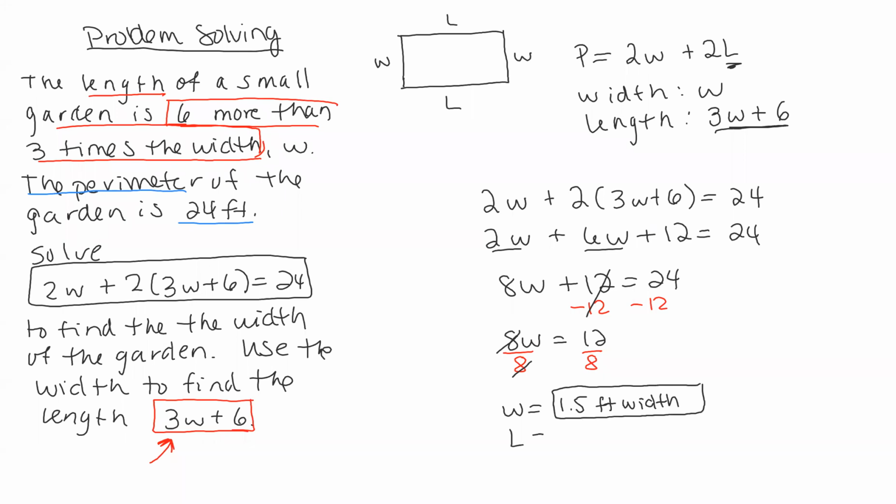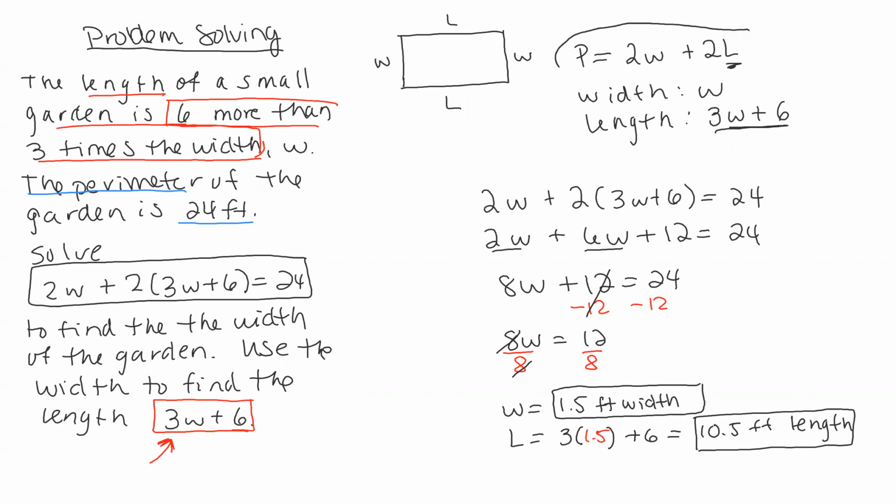Now the length we knew was 3 times W plus 6, which is going to be 3 times 1.5 plus 6. Let's see what we get. 3 times 1.5 is going to be 4.5, and then plus 6 is 10.5. So 10.5 feet for the length. And you can check all of your work. If you wanted to check your work, you would just take this equation right here and see if it really is true.